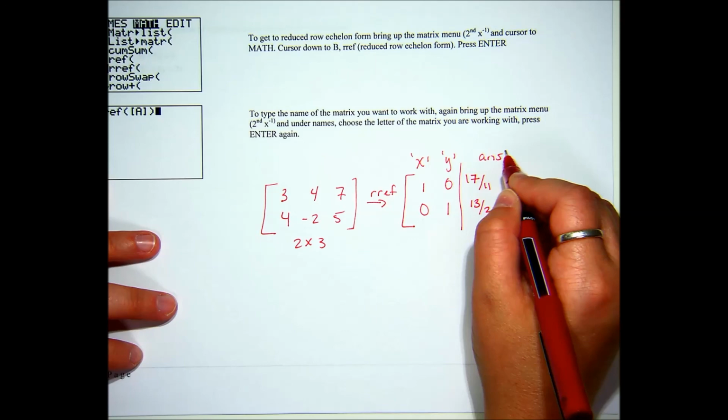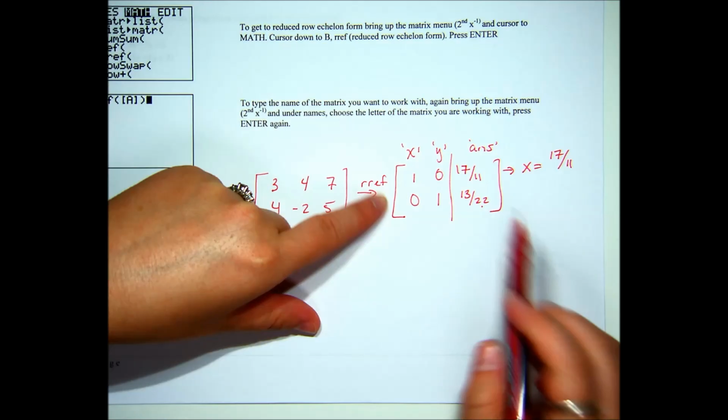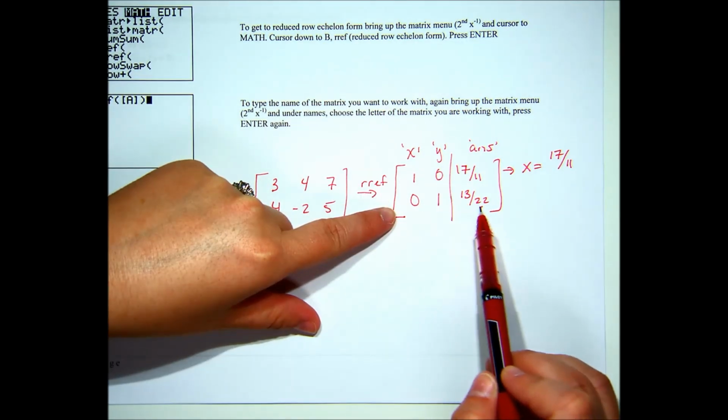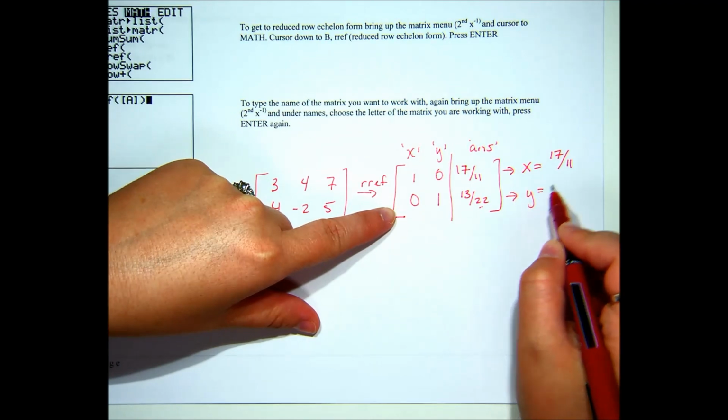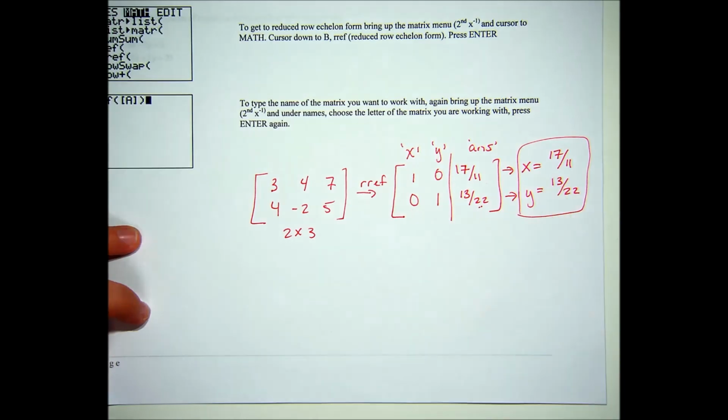So really, what is this first row telling me? 1X plus no Y is 17 elevenths. Otherwise, saying that X is 17 elevenths. The second row is 0x plus 1y is 13 22nds. That means that y is 13 22nds. So there, it's solved my system for me. It's telling me that the intersection of these two lines is at 17 elevenths and 13 22nds.